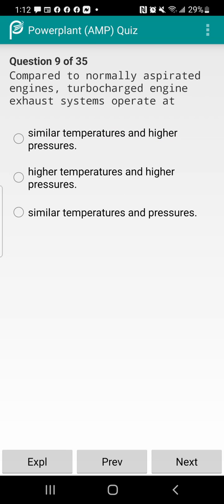Compared to normally aspirated engines, turbocharged engine exhaust systems operate at higher temperatures and higher pressures.